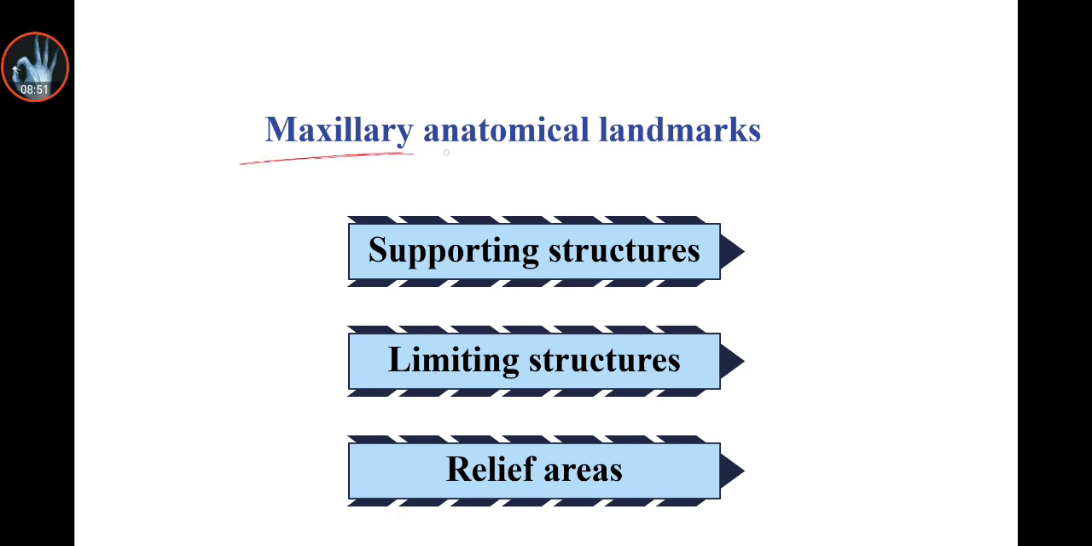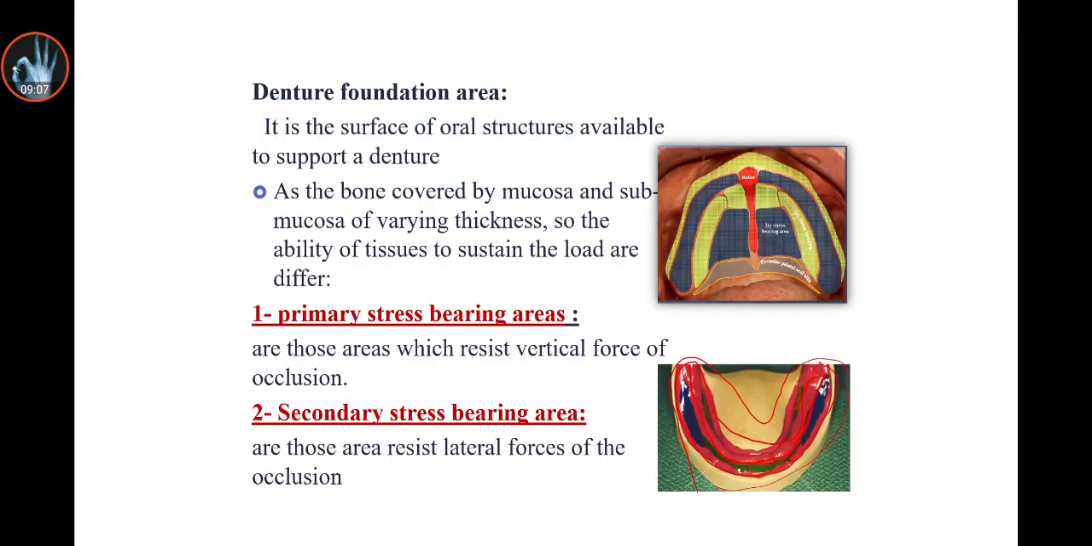So on the maxillary anatomical landmark we will concentrate on three specific important things: supporting structure, limiting structure, and relief structure or relief area. So we have something called denture foundation area. Foundation على الأساس أو الرئيسية. It is the surface of the oral structure available to support denture. So we can describe that the denture foundation area is simply the supporting area.